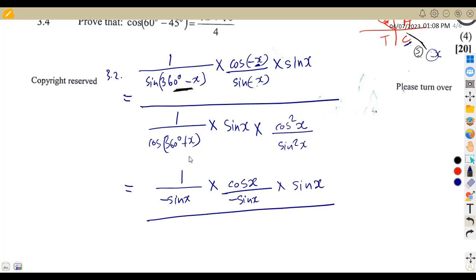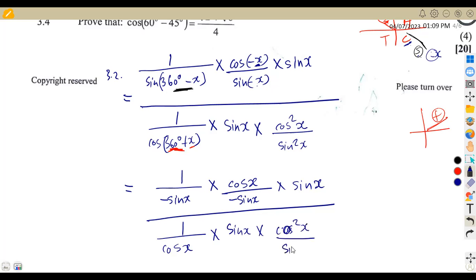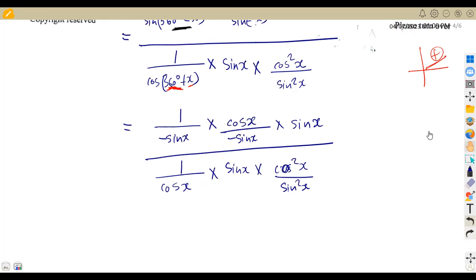All right, everything over 1 over cos of 360 plus x. 360 plus x means we have completed a revolution. 360 is a complete revolution. So plus x, we are back to the first quadrant. And in the first quadrant, everything is positive. Which means this cos is also positive. So it's 1 over cos x times, in this case, sine x times cos squared. All right. This one we could have simplified, but in this case I've already written it, but we could have simplified the other part. All right. So this is the stage where we are now.